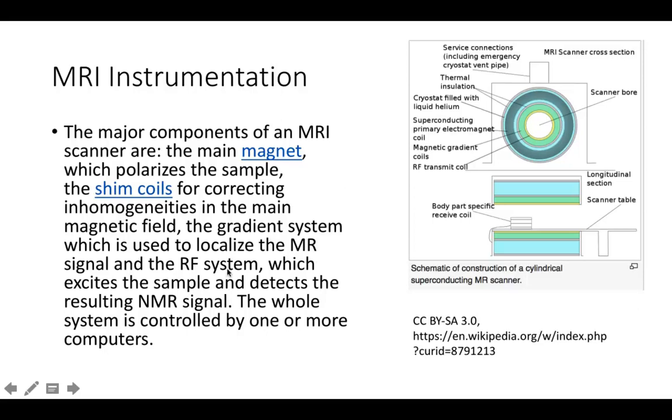And then there's an RF system. The RF system is what provides the pulse that excites the sample, and it also contains the detectors that detect the resulting nuclear magnetic resonance signal. And then the whole system is controlled by one or more, usually at least two, computers. You usually have one computer that's running the scanner and the timing of the RF pulses, and then another computer is taking the data as well as the patient data. And sometimes you even have a third computer if you're doing a functional MRI, that's providing some kind of stimulation.